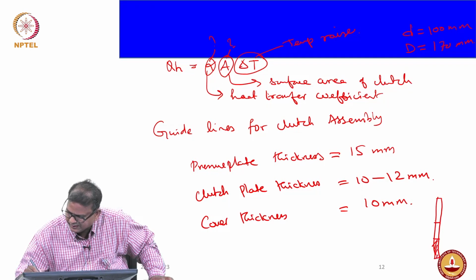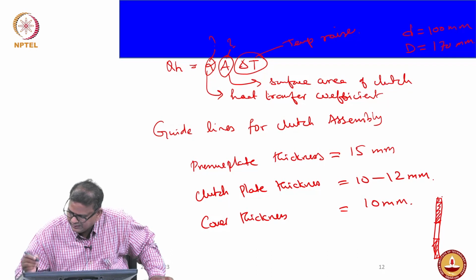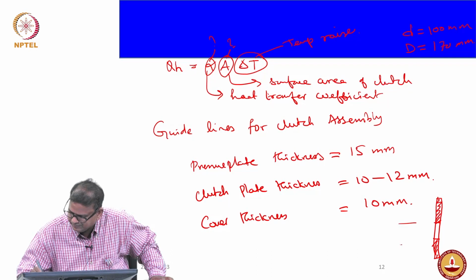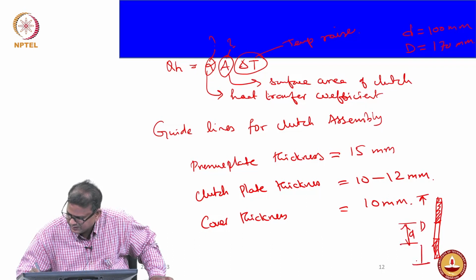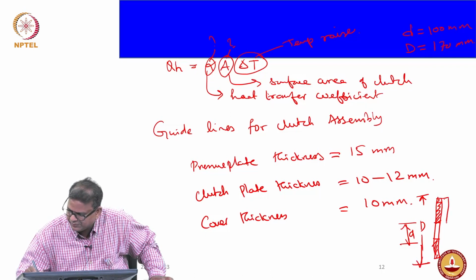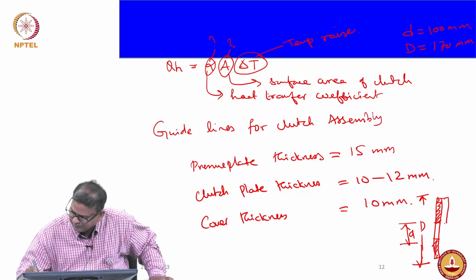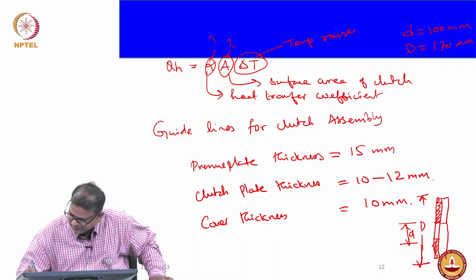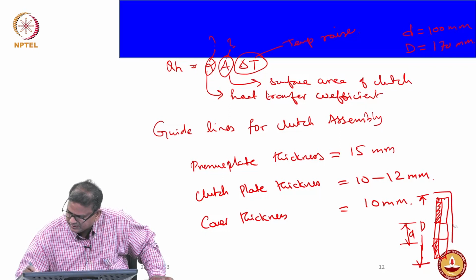This is your friction lining, right. So this is your inner diameter and this is your outer diameter, that is given. Then you will have a pressure plate also, but the pressure plate will also be a solid with a hollow thing. Then on top of that you will have a clutch plate.